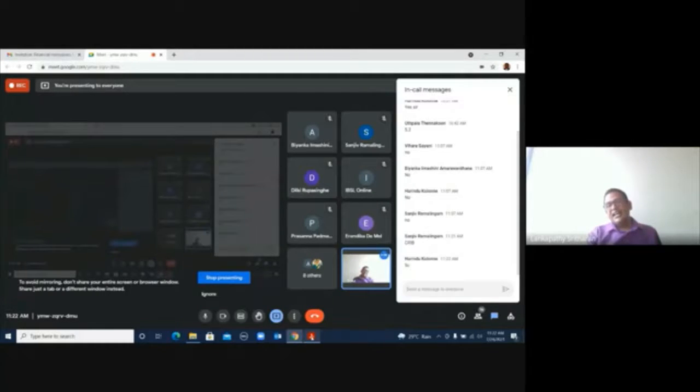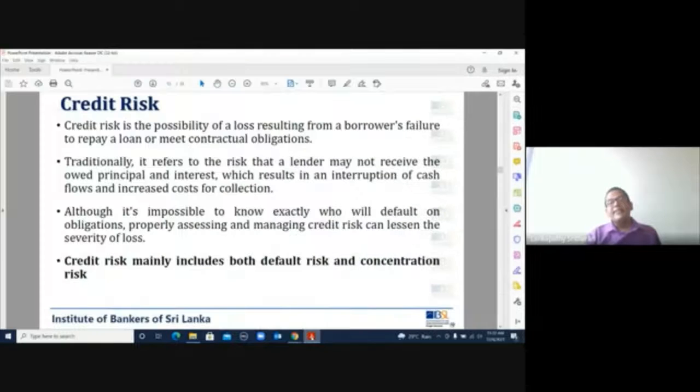There are different methods available. Internal rating method is one thing. The internal rating method means the particular bank may have some internal scoring system based on financial and other factors. They can put the scoring system in place and assess the particular customers with it.